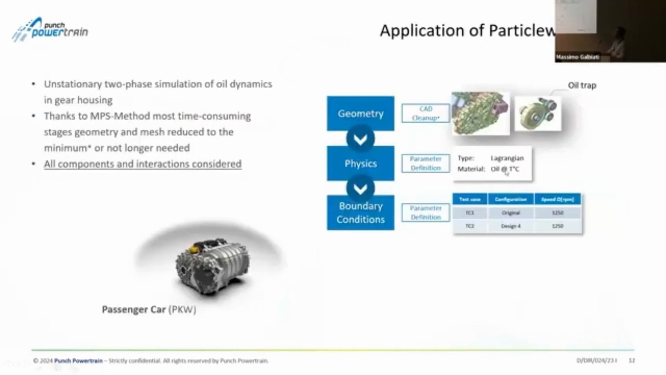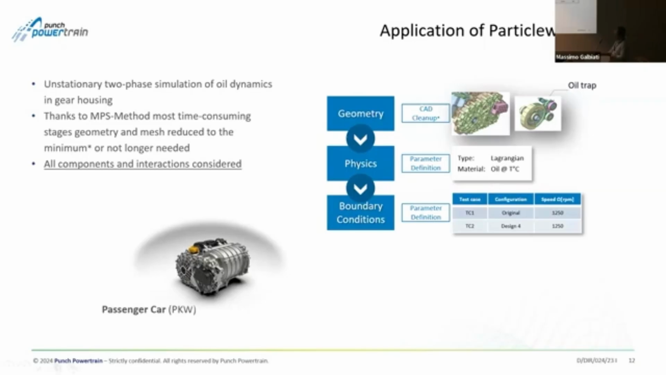And another example, the same story. We reduced our preprocessing. We have to remark here that all of the components and all of the interactions were considered, which takes us closer to what we want. In our case, it is to have the numerics and the physics as close as possible. We didn't want any treatment of the gearing or the bearing or anything else to be done outside Punch Powertrain Germany.